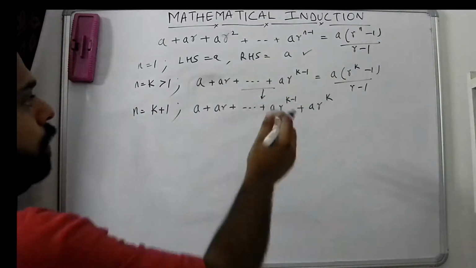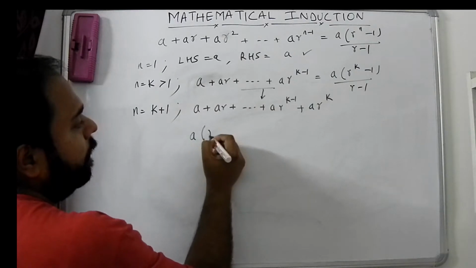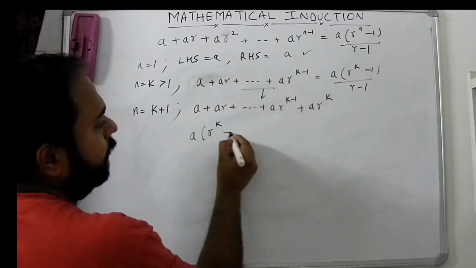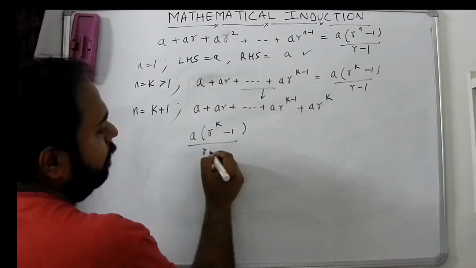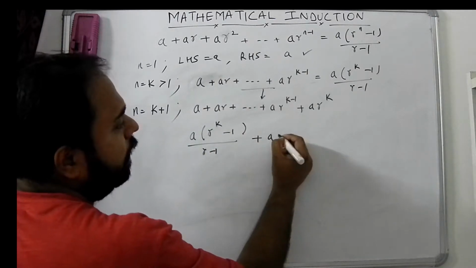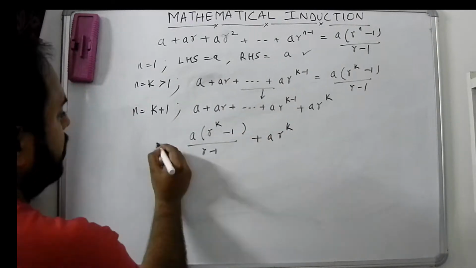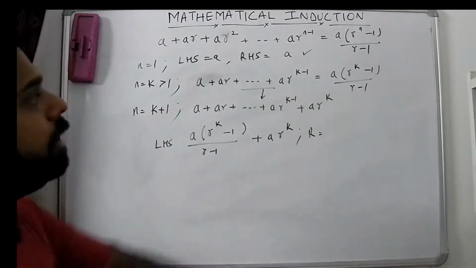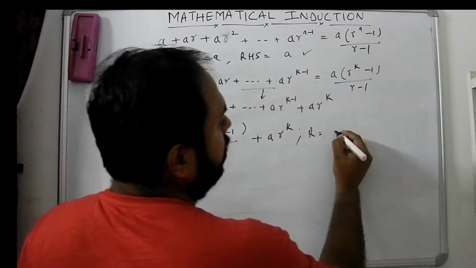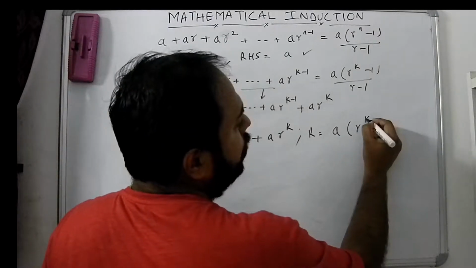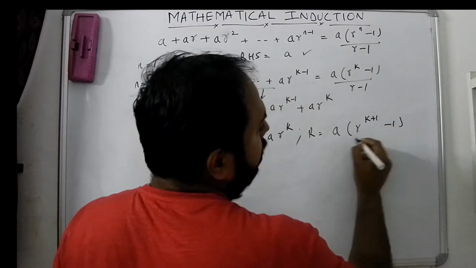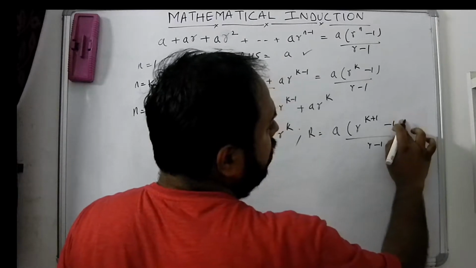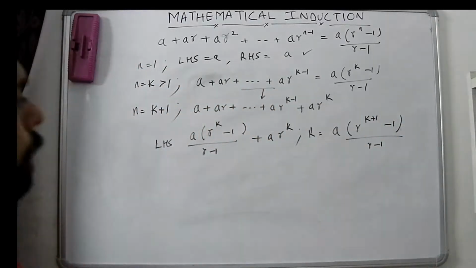So let's put it here. It becomes a times (r to the power k minus 1) upon r minus 1, I am putting this value, plus a into r to the power k. That is the left hand side, right? And what's the right hand side? When I put n equal to k plus 1, it becomes a times (r to the power k plus 1 minus 1) upon r minus 1. That needs to be proved, right?